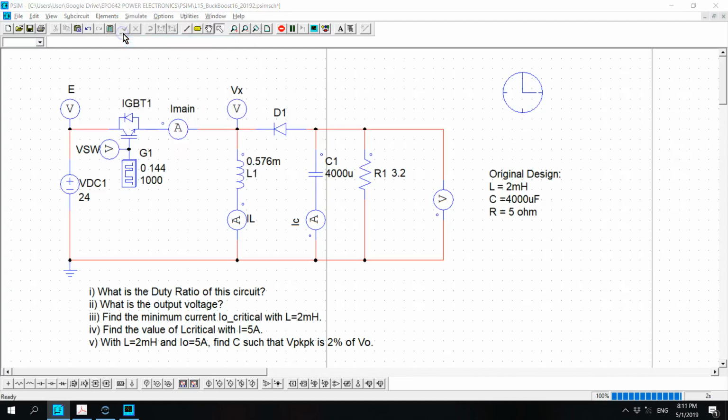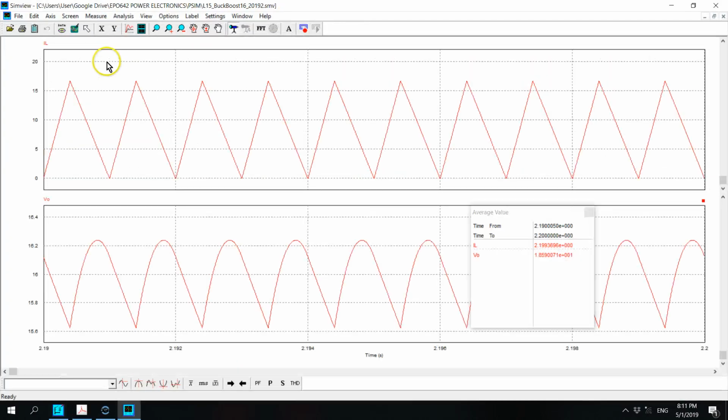Let's run the circuit. Yes, it's confirmed that the inductor current falls to 0 and then rises again. So this is of course at the boundary. And again, if you take the output average, it still gives me 16 volt, which agrees with the equation that we used just now.